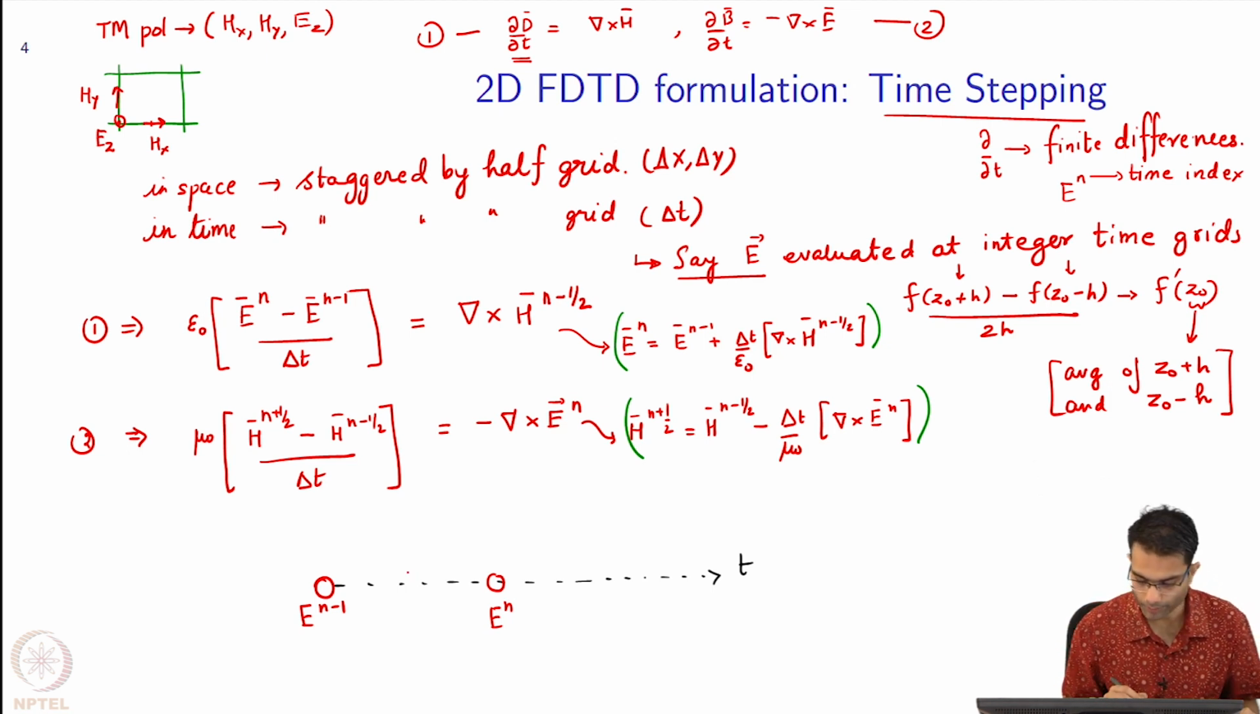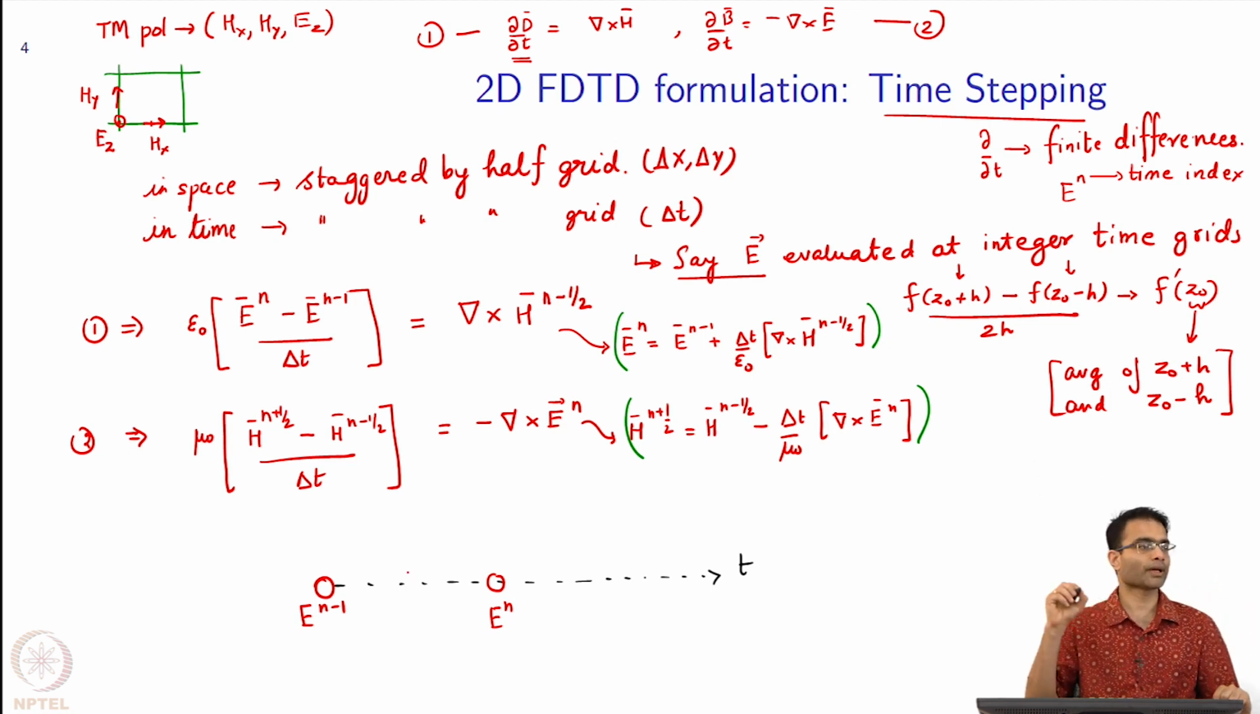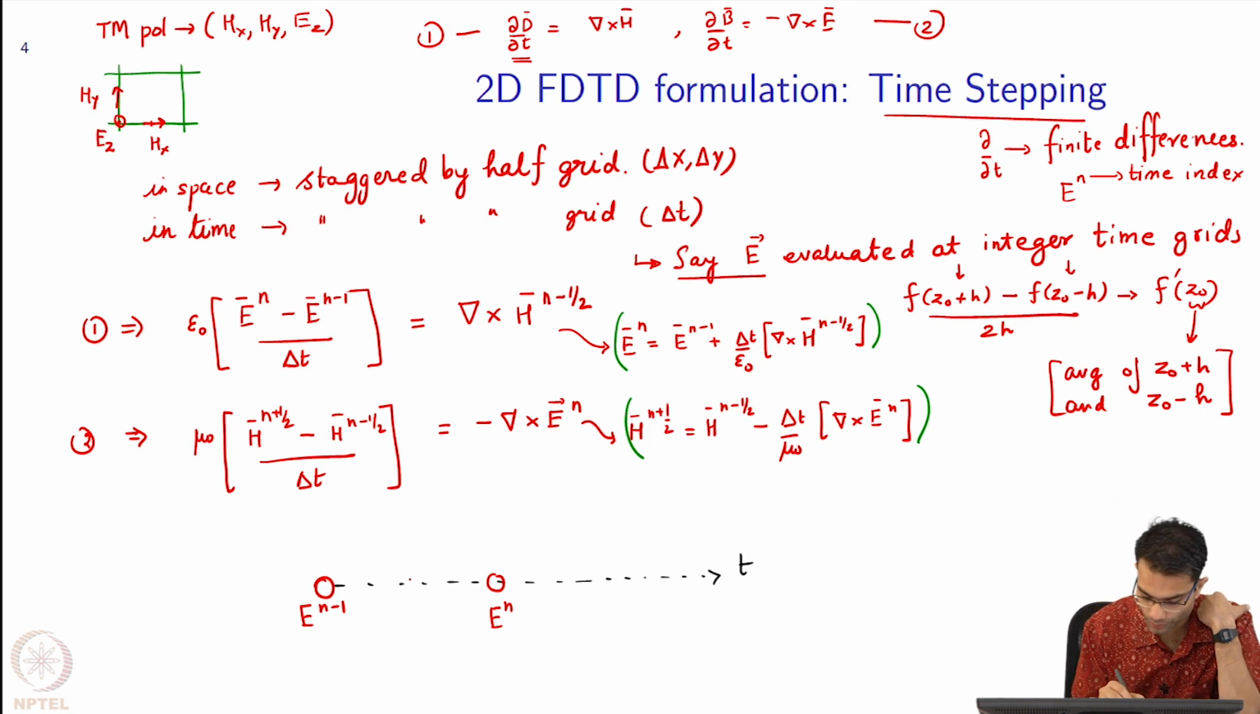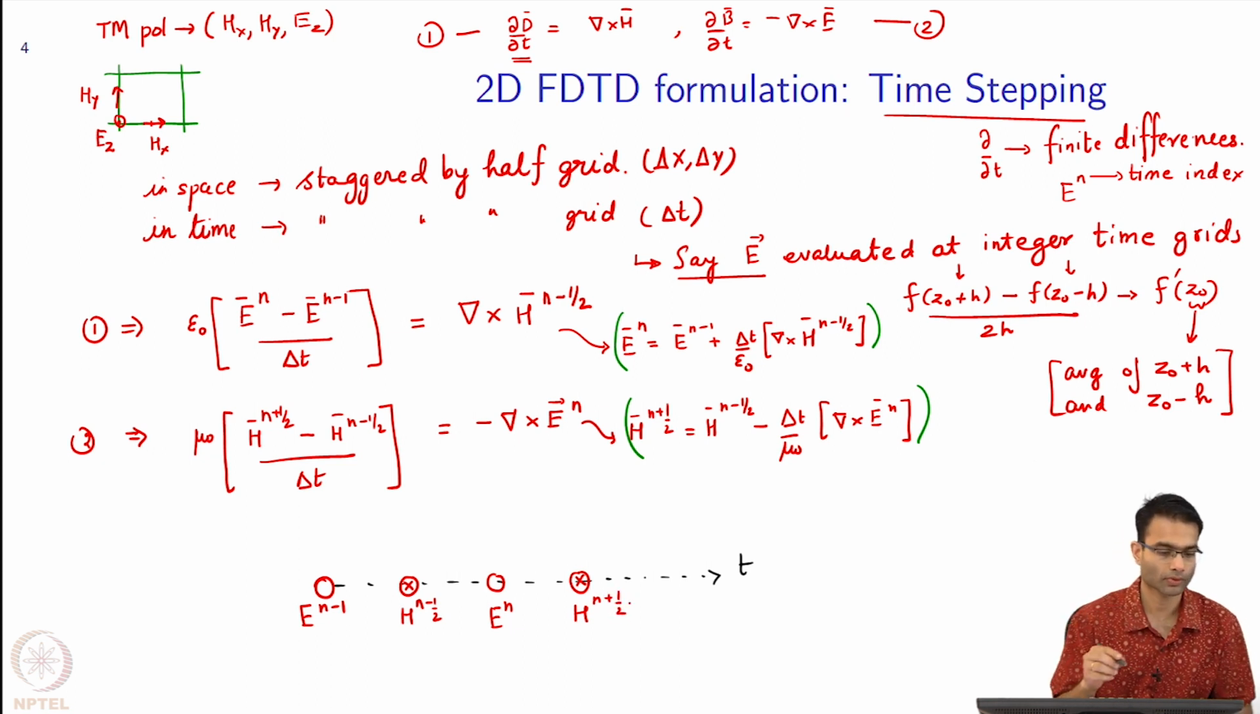Similarly, where should I draw the magnetic field values? In between these, right, because it is half a grid. So, for example, this I will draw with a cross. This will be h n minus half, and then this guy will be h n plus half. Okay.